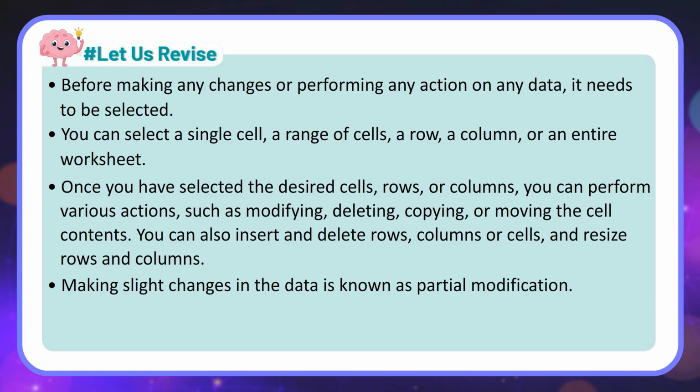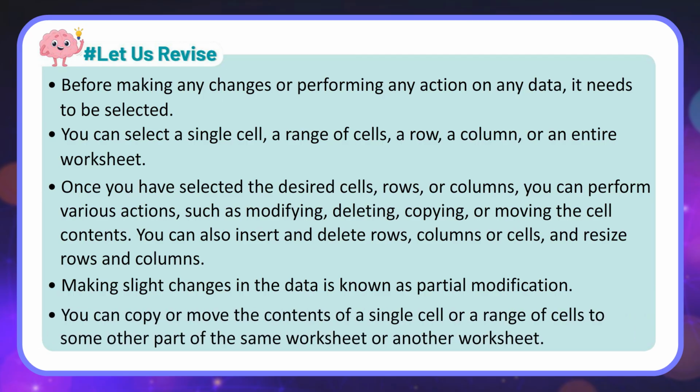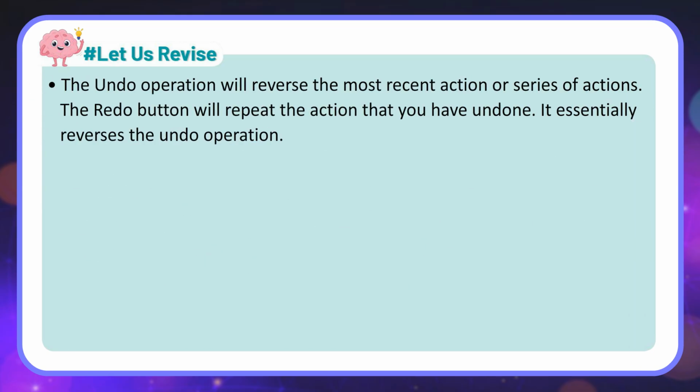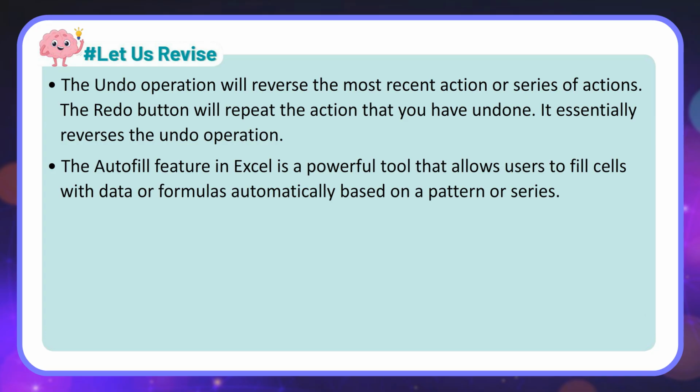Making slight changes in the data is known as partial modification. You can copy or move the contents of a single cell or a range of cells to some other part of the same worksheet or another worksheet. The undo operation will reverse the most recent action or series of actions. The redo button will repeat the action that you have undone. It essentially reverses the undo operation. The autofill feature in Excel is a powerful tool that allows users to fill cells with data or formulas automatically based on a pattern or series.